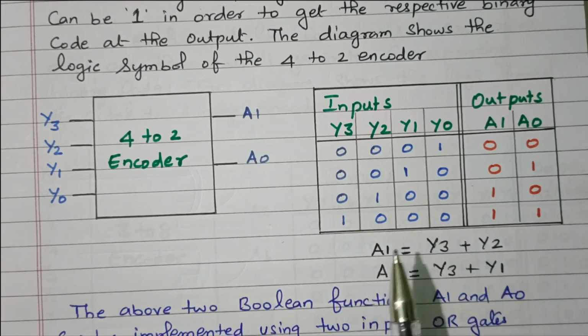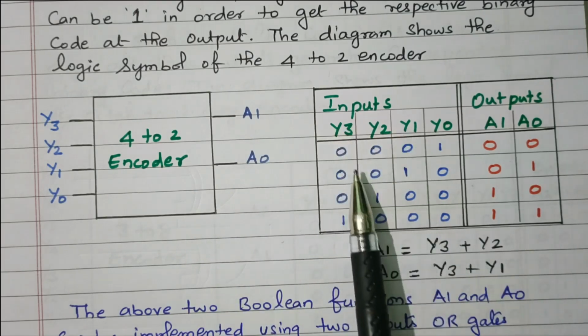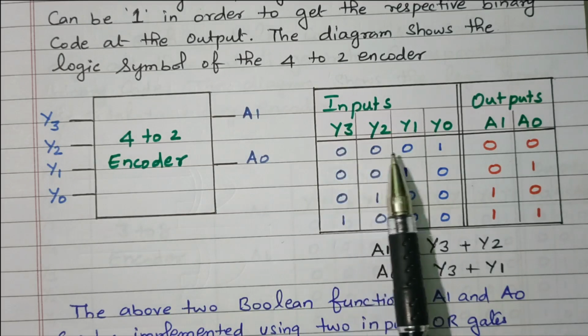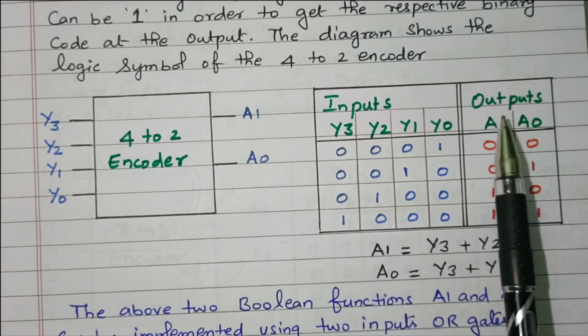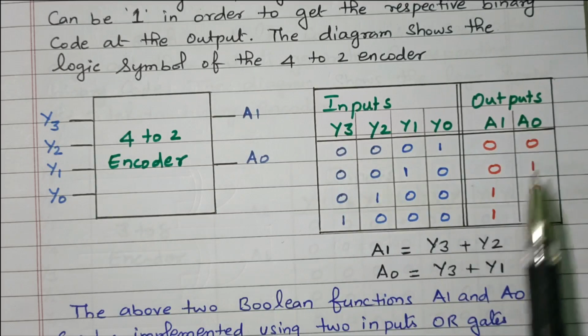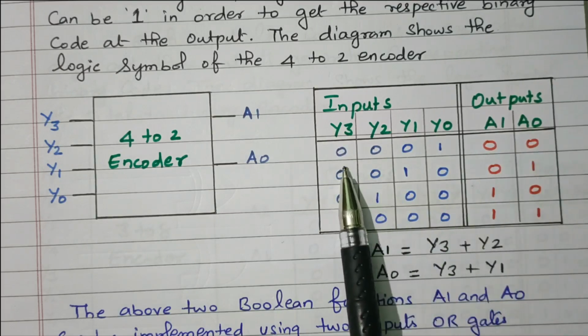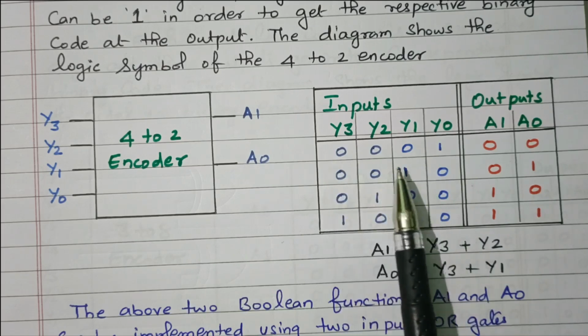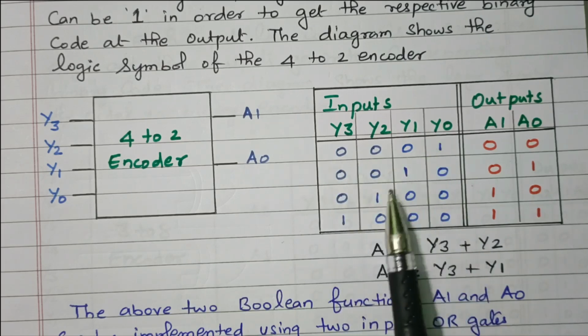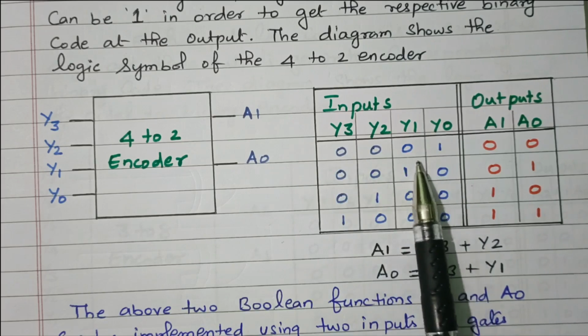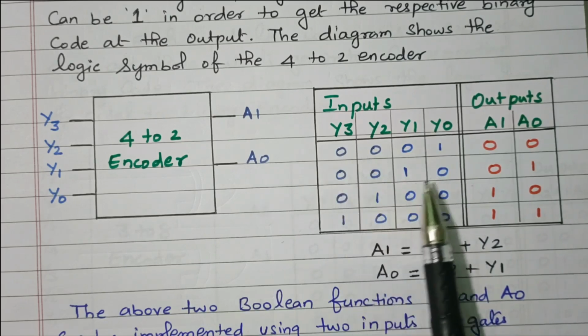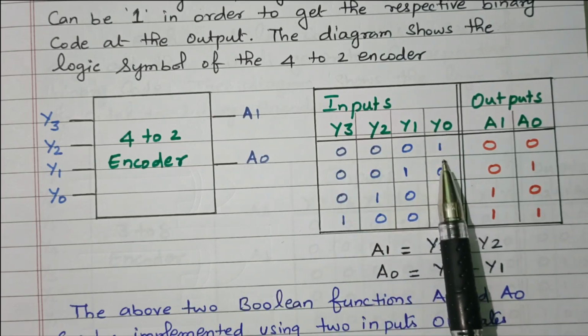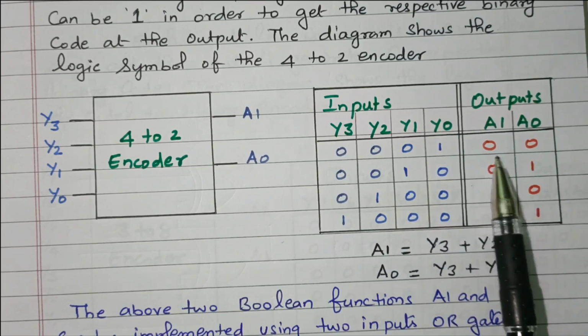We'll refer to the truth table. The inputs are given, MSB y3, y2, y1 and y0. The outputs are a1 and a0. See, first we have y0 is 1, other terms are 0. We already discussed any one digit is only 1, other digits are 0. Suppose y0 is 1, we'll get the output as 0 0.